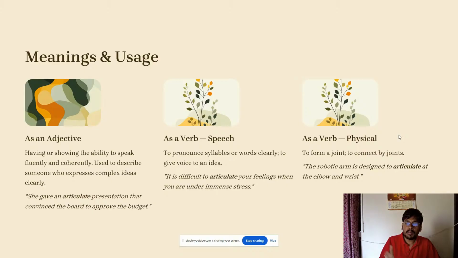So that is the meaning here. As a verb, in a physical form, it means to form a joint or to connect by joining. So we use it as a verb also when we connect two things. The robotic arm is designed to articulate at the elbow and the wrist. So the robotic arm connects the elbow and wrist. Here the meaning of articulate is connects. So here instead of articulate we can also write connect, but we are using articulate. So articulate is used in different formats: as an adjective, as a verb in speech format, as a verb in physical format. So there are multiple combinations.